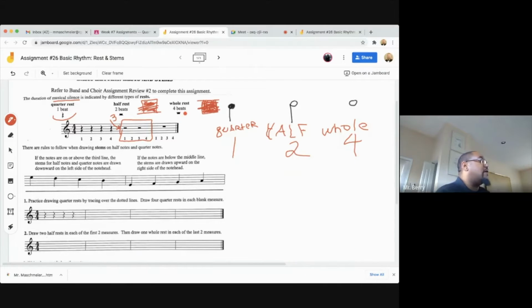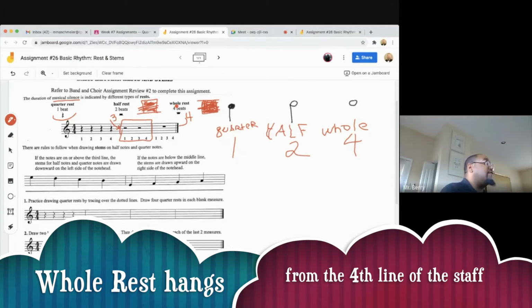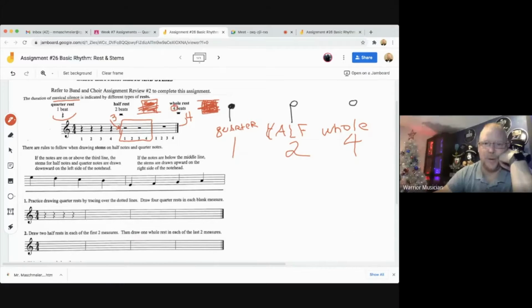Most definitely correct. Now let's look on the staff where that whole rest is, and someone tell me which line is the box hanging from for a whole rest. What line number? The fourth one. Yes, definitely the fourth line. It's 4 beats and it hangs from the 4th line.